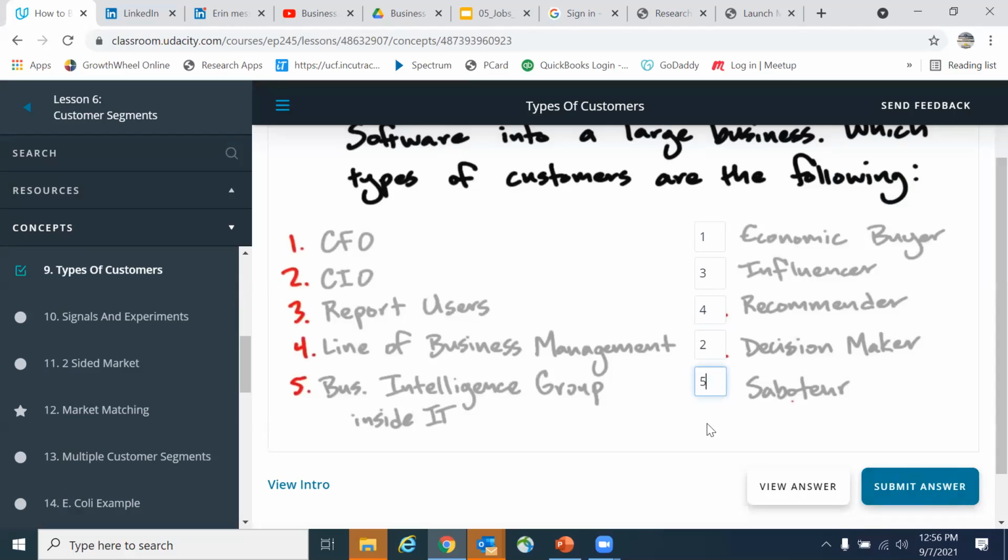Okay, so let's see. Who wants to? I would think the business management is the economic buyer, because they probably actually handle the finances. So they're actually purchasing it. Number 4 for economic buyer here. Okay, everybody agree? Say yes. No.